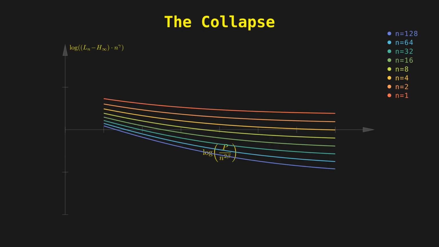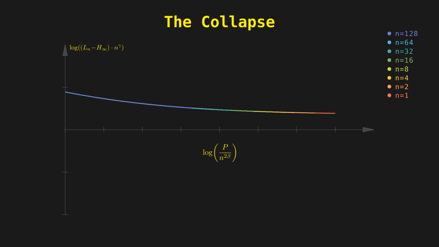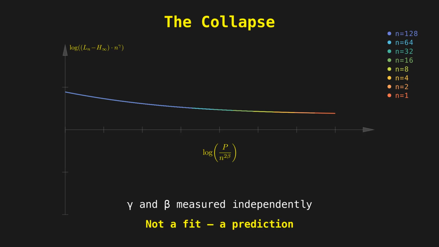If we rescale the x-axis by dividing p by n to the 2 beta, and rescale the y-axis by multiplying L sub n by n to the gamma, all the curves should collapse onto a single curve. And they do. The rainbow of separate trajectories we saw at the start of the video falls onto a single line. This isn't a fit. The rescaling uses only gamma and beta, measured independently from the entropy decay and the correlation decay. The collapse is a genuine parameter-free prediction, and the fact that it works across context lengths spanning 2 orders of magnitude is powerful evidence that the framework captures a real mechanism of data-limited learning.